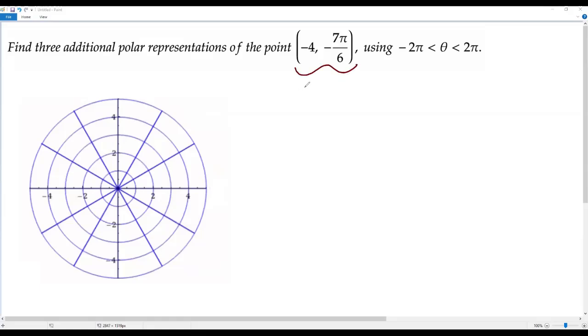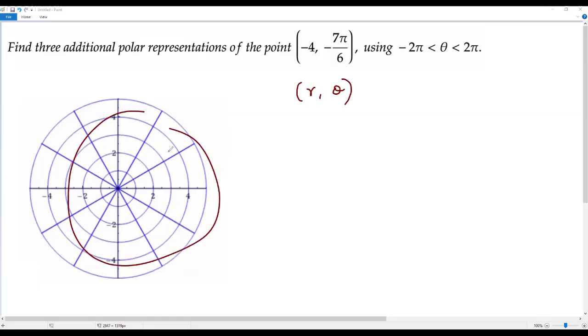Usually we write the polar coordinates in the form (r, θ). Here r represents the radius of the circle on the polar plane, and θ is the angle measure in standard form, and θ has to be between -2π and 2π according to the given interval. Before we start solving this problem, let's understand some things about polar coordinates.